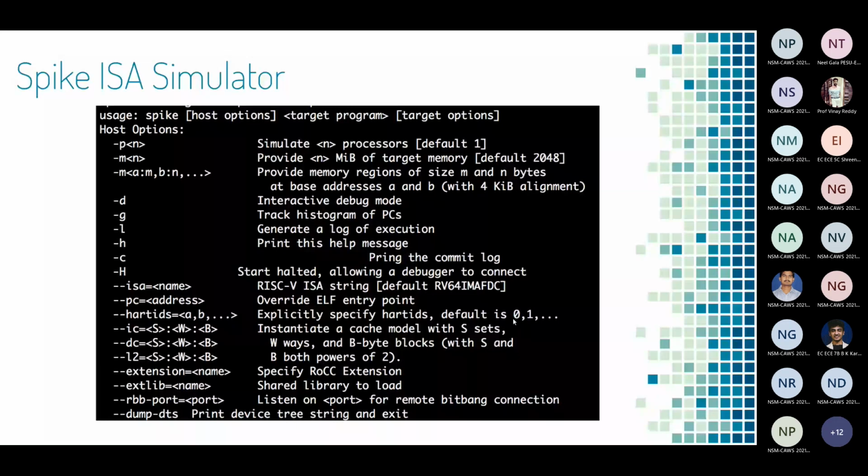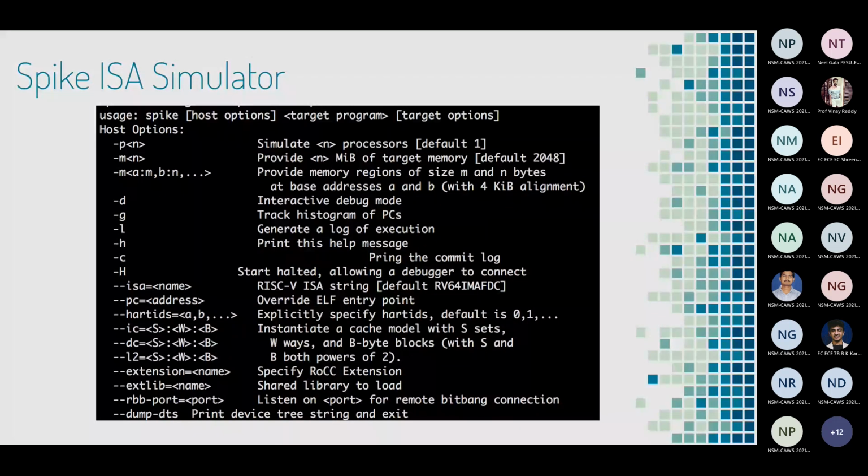Then --isa, this basically gives you the ISA string. The default is RV64IMAFDC, but depending on what extensions you want, you can tweak this over here. --pc will allow you to override the ELF entry point and so on and so forth. So I'll just leave you guys to explore later on if you're interested and see what you can do with this, right?